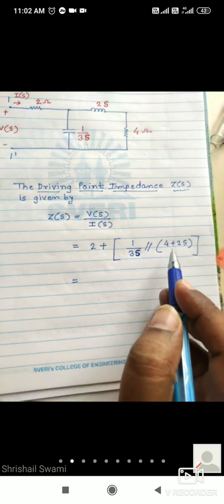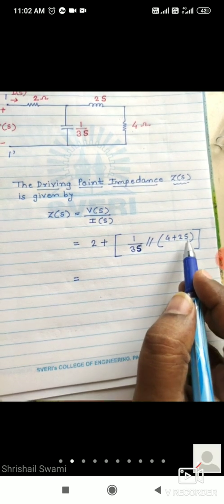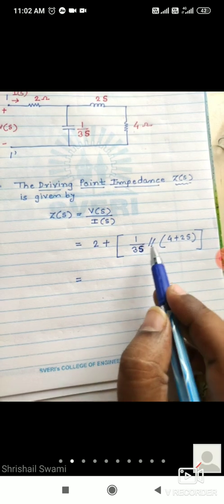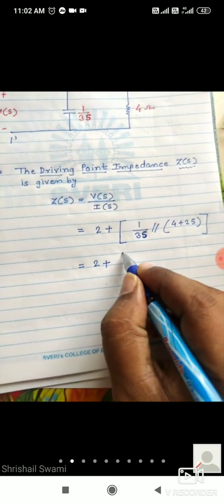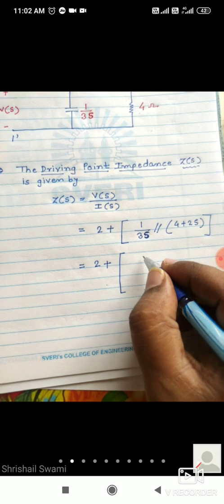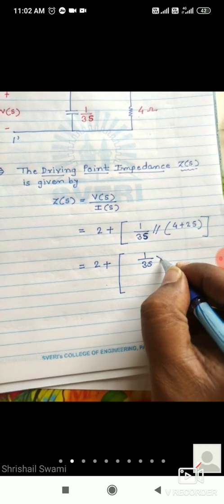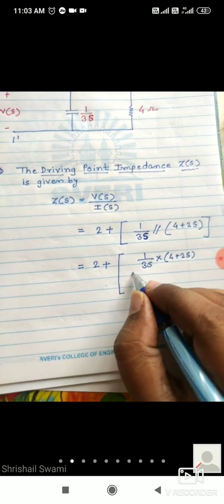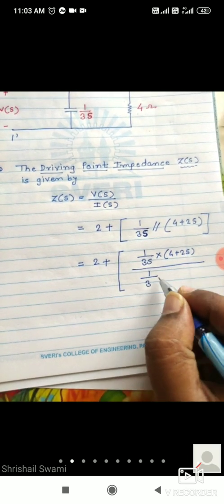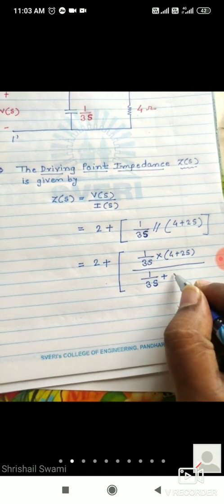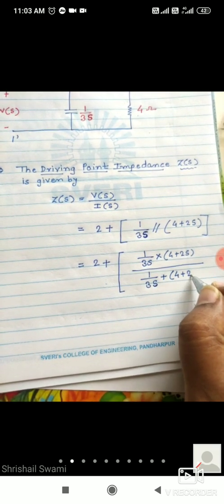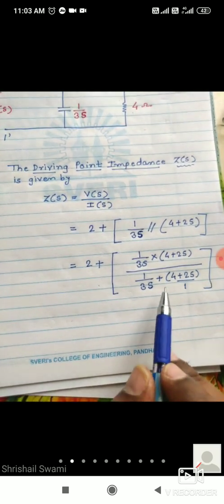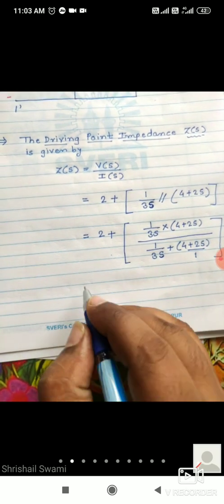So solve this bracket, already solved. 4 plus 2s already is in proper manner. So take the parallel combination of these two. So 2 plus as it is. So parallel combination will take 1 upon 3s into 4 plus 2s, that is R1 into R2 like this, divided by 1 upon 3s plus 4 plus 2s. तर इथं काय नसतं म्हणजे 1 असतं. Okay, denominator. So take the cross multiplication here.